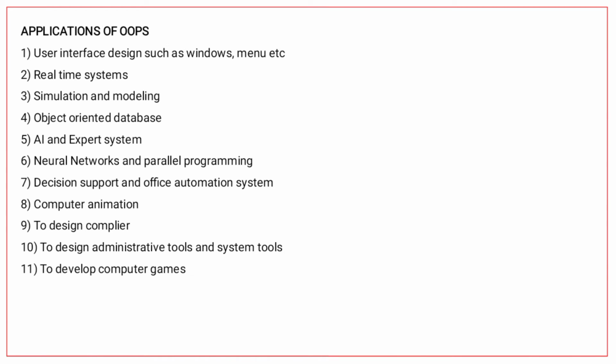Now, next, what are the applications of OOP? First application, user interface design such as Windows, menu, etc. Second application, real-time systems. Third application, simulation and modeling. Fourth application, object-oriented database. Fifth application, AI and expert system. Sixth application, neural networks and parallel programming. Seventh application, decision support and office automation system.